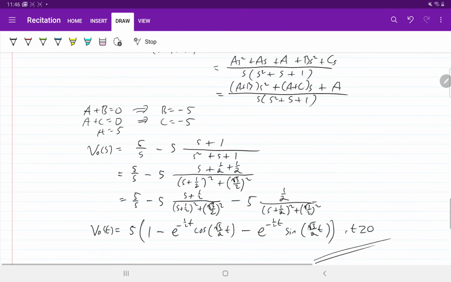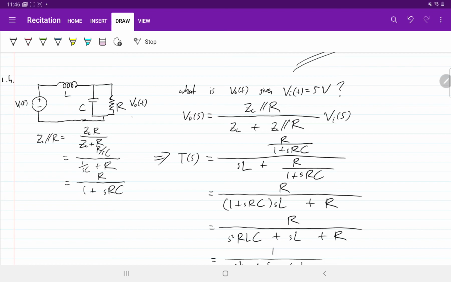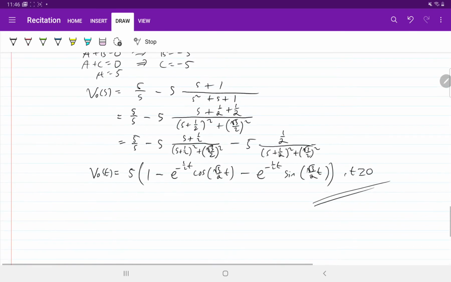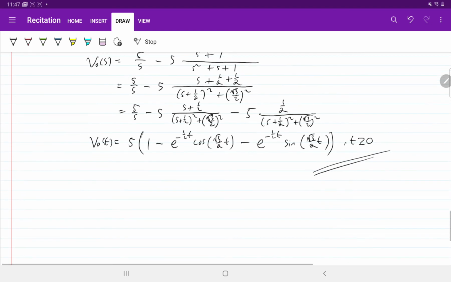So, sanity check. We have established that as t goes to infinity, the voltage on the resistor will be equal to 5, right? And if we take the limit of this equation for t to infinity, then V0 of t will be equal to 5. Okay, so that makes sense. So this equation is correct.